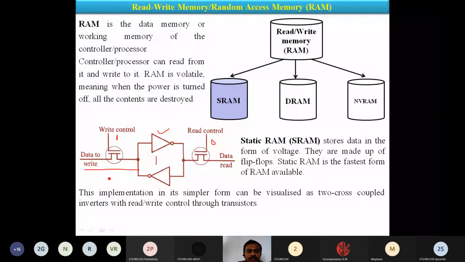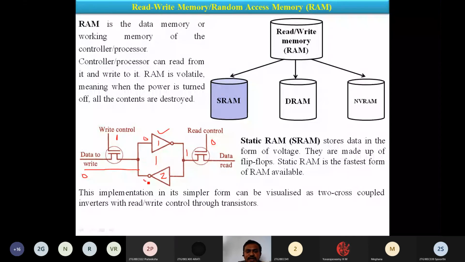I need to supply 0 here. If I supply 0, what is the input to this, let me say inverter 1 and inverter 2? Inverter 1 is receiving 0 as the input, because I am supplying 0 on the write line. If the input is 0, the output from inverter 1 is logic 1. The same logic 1 acts as the input to inverter 2. So what is the output from inverter 2? It is once again 0.